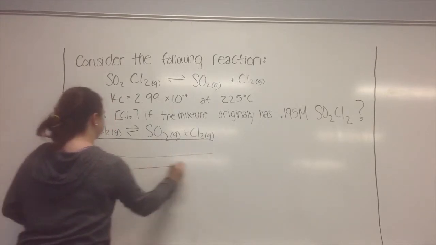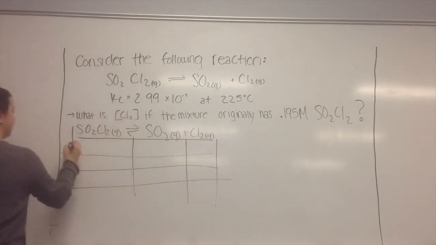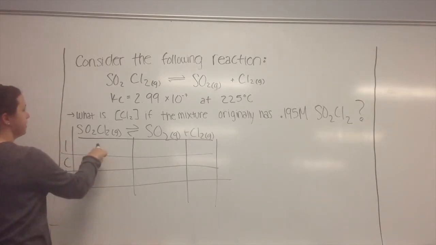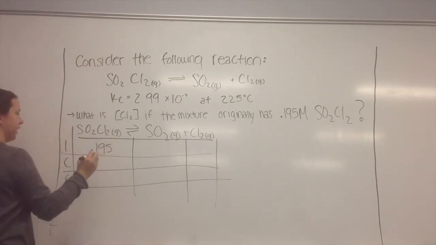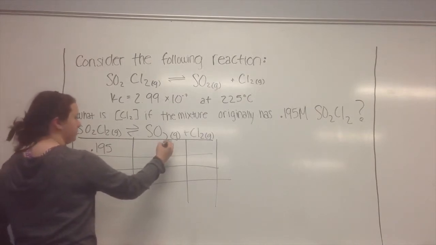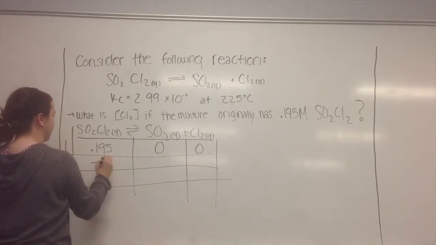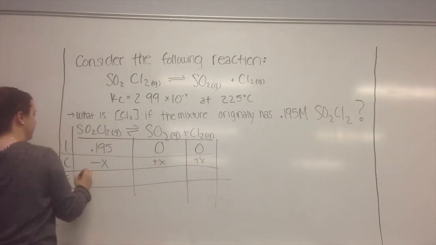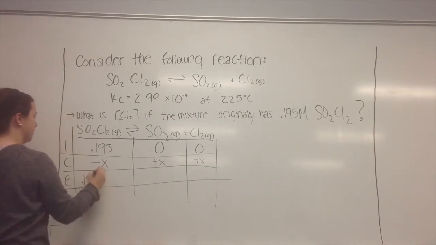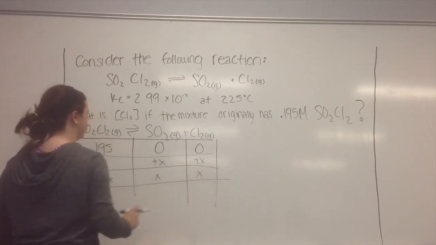It'll be your I, C, and E columns. So initial, change, and then equilibrium. So right here it says in the problem we start out with 0.195 molar of the SO2Cl2 gas. And since it doesn't say anything, we automatically assume that these are both 0. And then you want to go to your change. So this one is going to be minus x, plus x, plus x. And then down here for equilibrium, it'll be 0.195 minus x, 0 plus x, which will just be x, and x again.